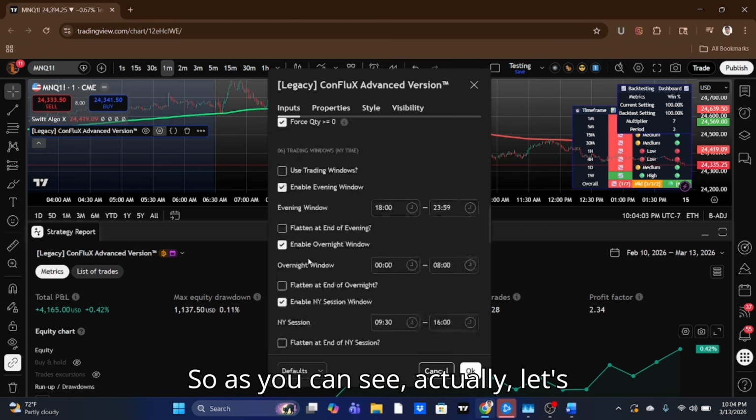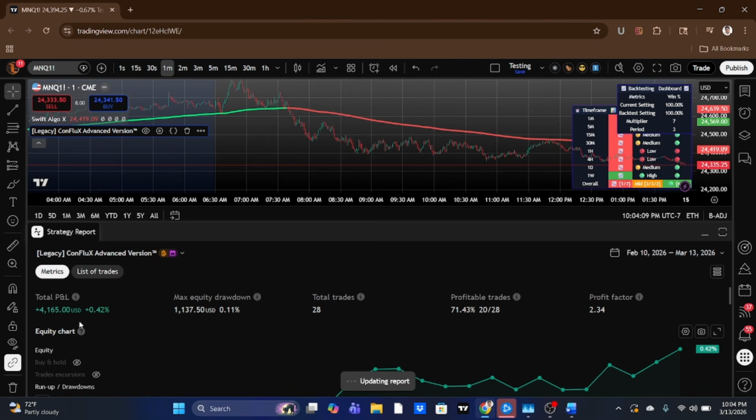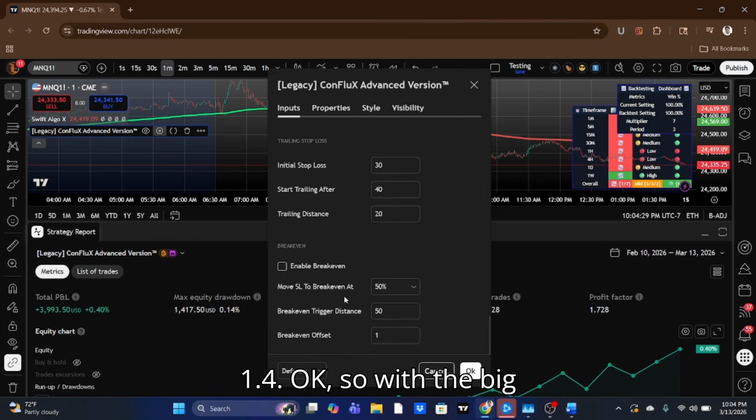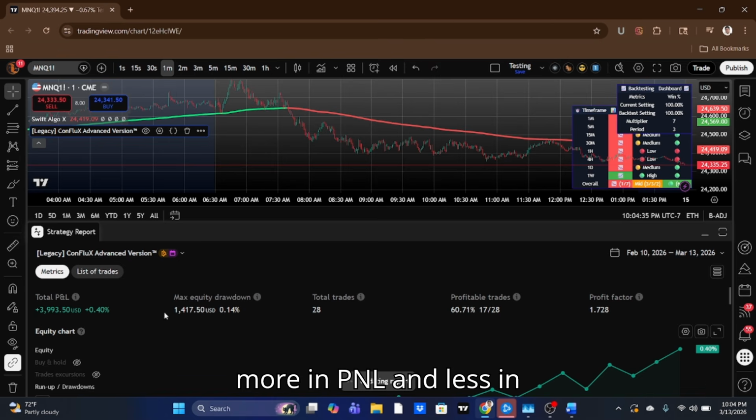So as you can see, actually, let's uncheck that. What was the profits before? So look closer at the P&L as well as the drawdown equity. It takes a while to load. So it gave us 3.9 and 1.4. Okay. So with the break even enabled, it actually gave us more in P&L and less in drawdown, and increases our profitable trades as well as our profit factor as well.